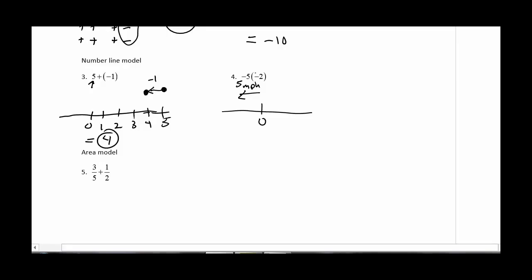So what we're saying then is, if that's the direction I'm heading, where was I 2 hours ago, considering that I'm at 0 now? So 2 hours ago meant, or an hour ago I must have been at 5, and then 2 hours ago I must have been at 10. So negative 5 times negative 2 puts us at 10.